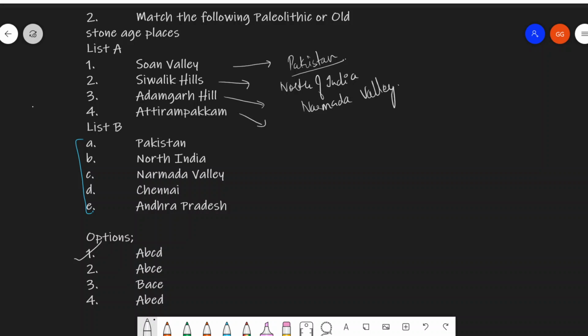And Atirampakkam is situated in Chennai. So this is the correct order. If you follow this order, the option correct is A, B, C and D.